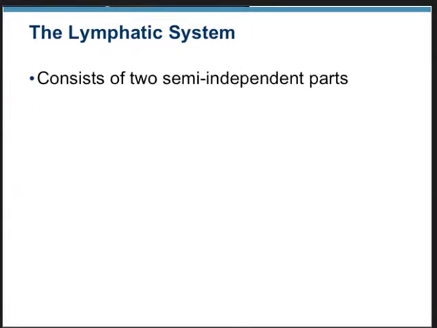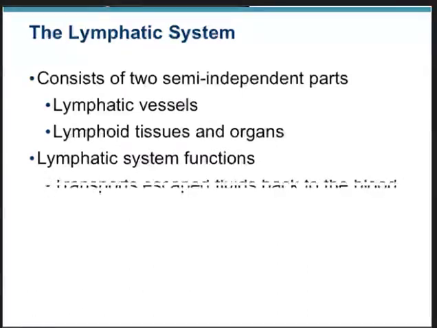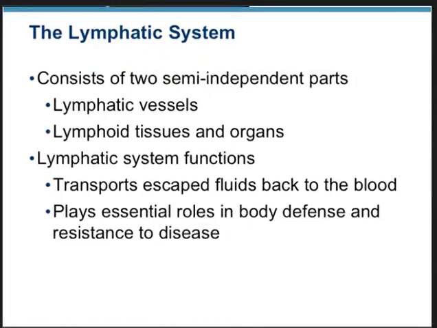It consists of two semi-independent parts, the lymphatic vessels and the tissues and the organs. And its job is to transport escaped fluids back into the blood, tissue fluid that's between the cells, eventually needs to enter the lymphatic system so that it can be screened for the presence of disease-causing entities that are called pathogens. This plays an essential role in our body's defense and our resistance to disease.